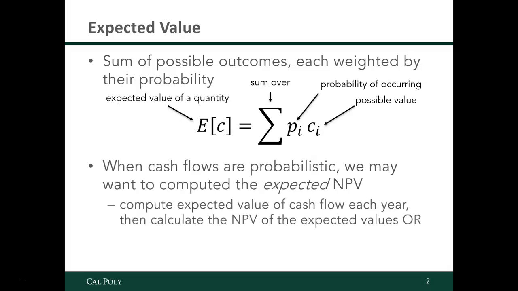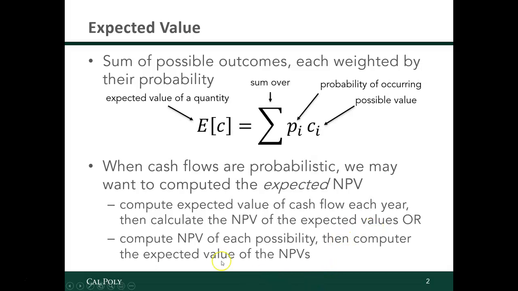If you want the expected net present value, then you can compute the expected value of the cash flow each year. So the quantity here that we'll be looking at is the cash flow in a given year. You take the sum of each of the possible cash flows in that year multiplied by their probability of occurring, and you get the expected value of the cash flow in a year, and then you calculate the net present value of those expected values of cash flows.